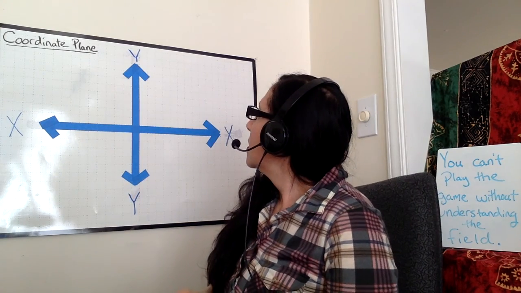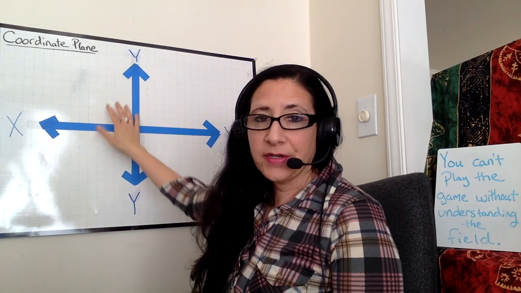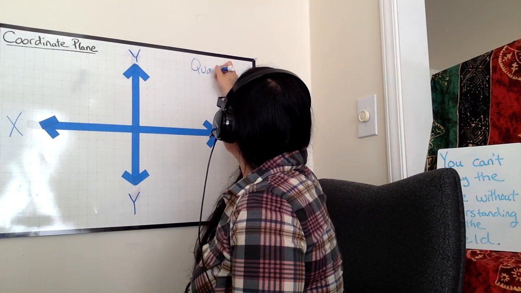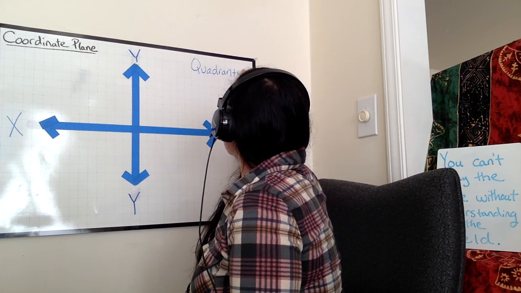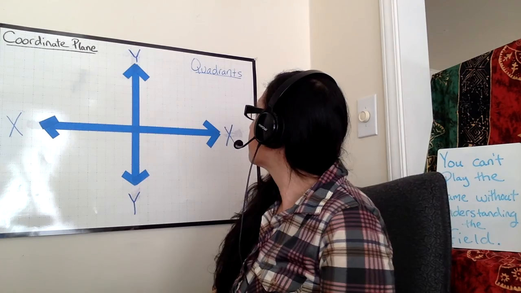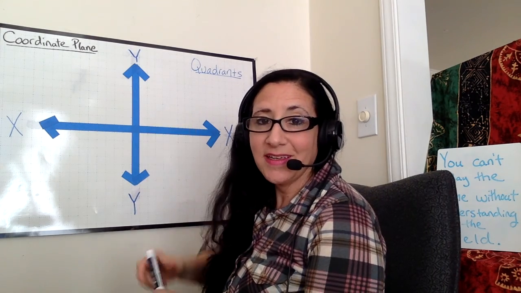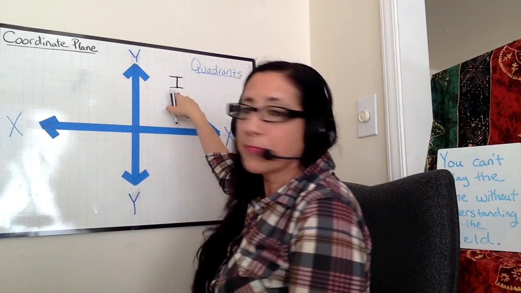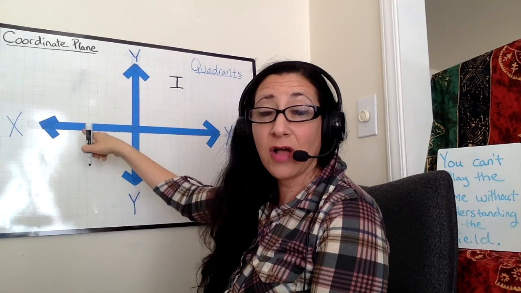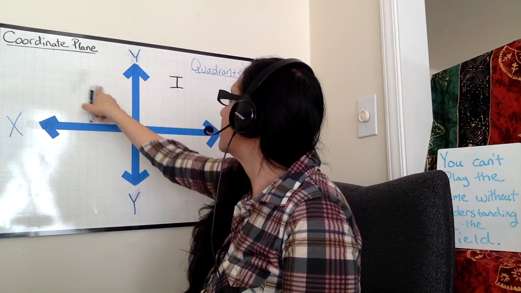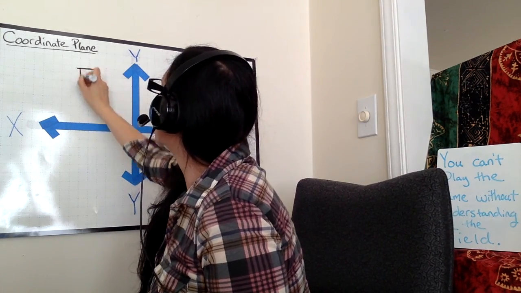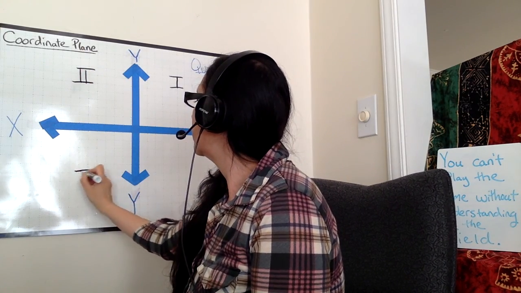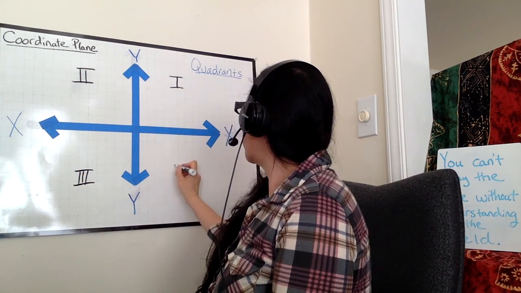The axes create four parts. These are called quadrants. Quad means four, so it has four quadrants. This first quadrant is called quadrant 1, and we use Roman numerals to represent the quadrants. Then it goes counterclockwise. So now I'm going to go this direction. This quadrant here is quadrant 2. This one is quadrant 3, and this one is called quadrant 4.